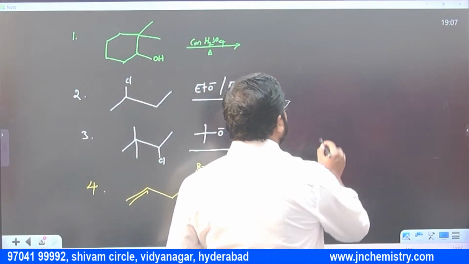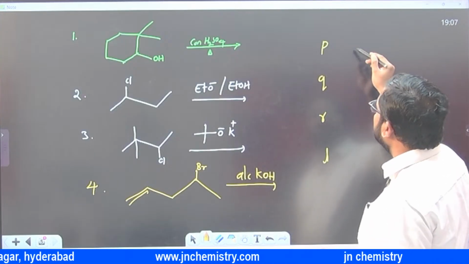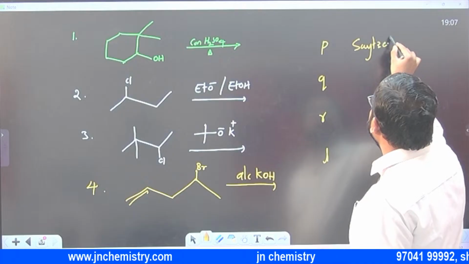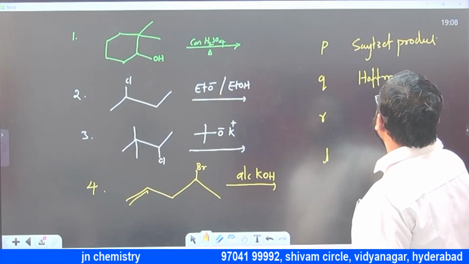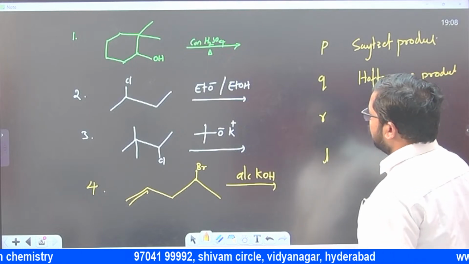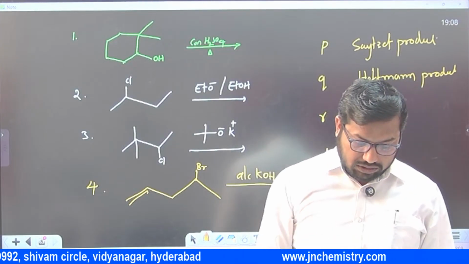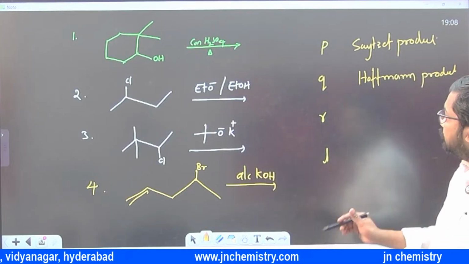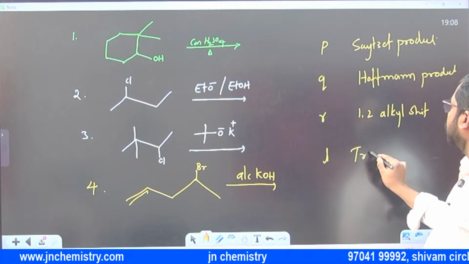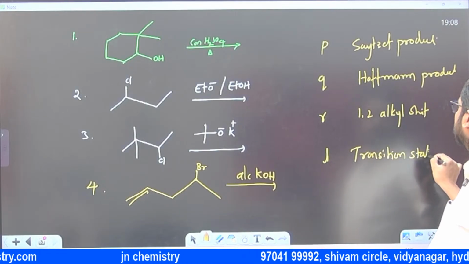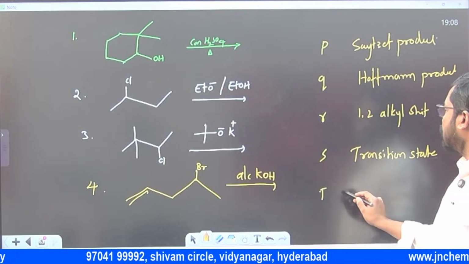అంతే, ఇక్కడ మనకి PQR ఇట్లా ఇవి అడుగుతారా. PQR like that, so one is stage of product, Hoffman product, right, transition state, 1 to alkyl shift, transition state, PQR, carbocation.